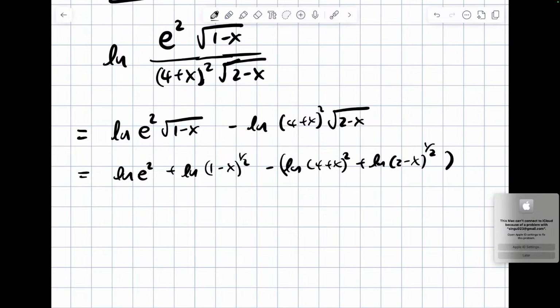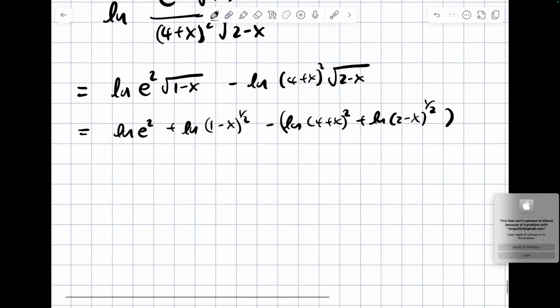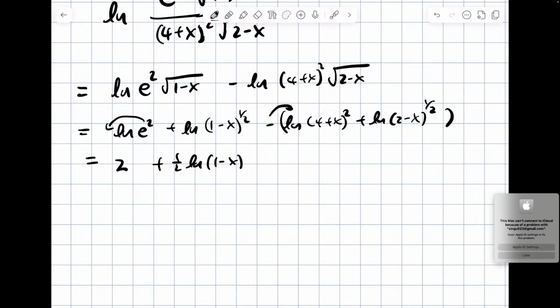Are we okay here? Now this 2 is going to be in the front, but ln of e cancels out. ln and e are inverse to each other, so it'll be 2, plus 1/2 ln of 1 minus x. And this negative sign distributes, so 2 is going to be placed in the front, so it'll be 2 ln of 4 plus x plus 1/2 ln of 2 minus x. And that should be your final answer.